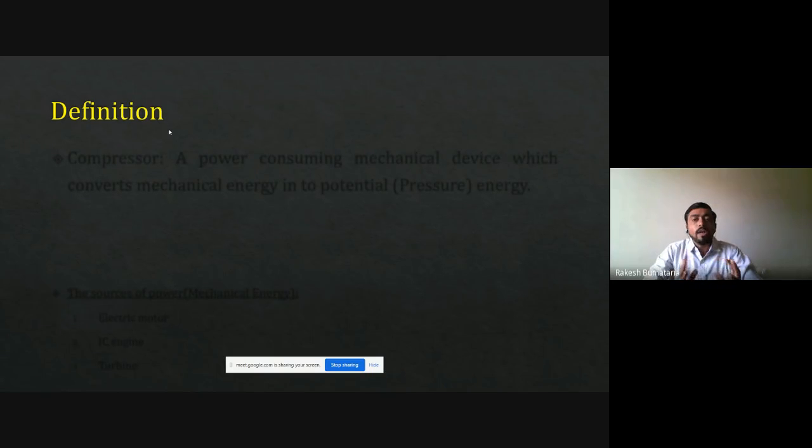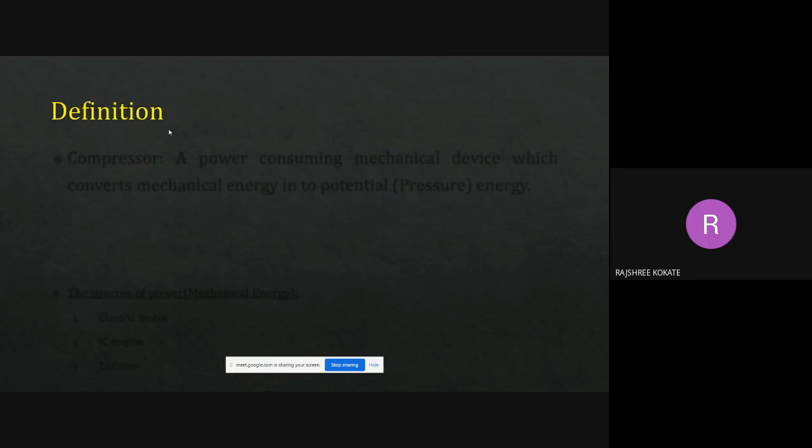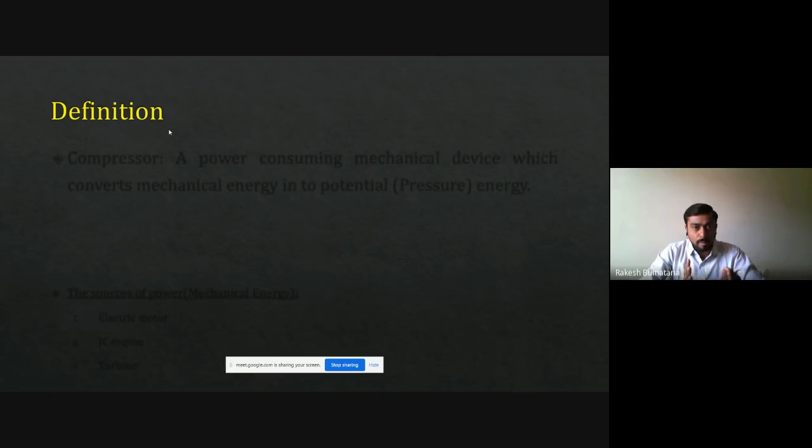We are considering our mechanical device portion. So now the picture is clear that a compressor is a mechanical device. Let's go into a little bit more detail. If the compressor is a mechanical device, then there are two types of mechanical device. Which are they? One is a power producing device, the other is a power consuming device.